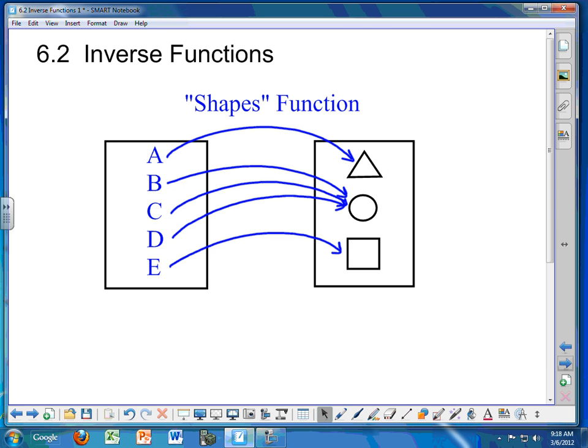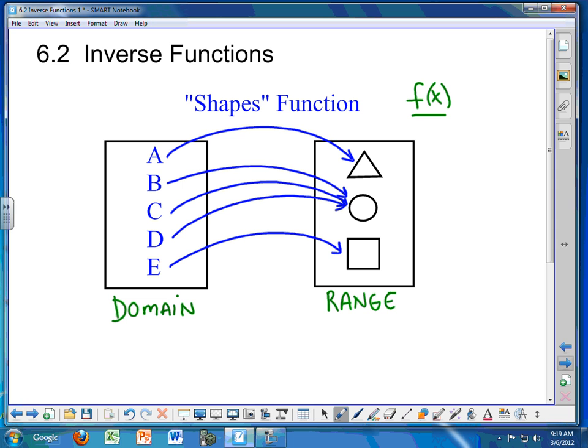Here's an example of a function, and notice, first of all, this is a shapes function where A maps onto the triangle, B, C, and D map onto the circle, and E maps onto the square. Of course, this type of function is perfectly legitimate because we know that in any function, f of x, all x values must map onto exactly one y value. This is our domain over here, and every domain value maps directly onto a single range value.